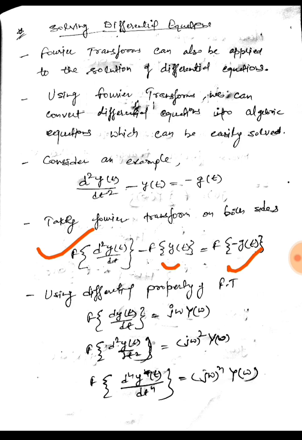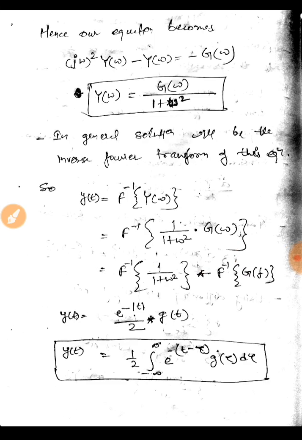So we know, using the differential property of the Fourier transform, if I take the Fourier transform of the first order differential of a signal, j omega would be multiplied in its Fourier transform. If I take the second order, then it will be (j omega) square, and if it is nth order, then it will be (j omega) raised to power n times Y(omega), given that the initial conditions are 0. That is why I have taken the other terms as 0, which depend on the initial conditions.